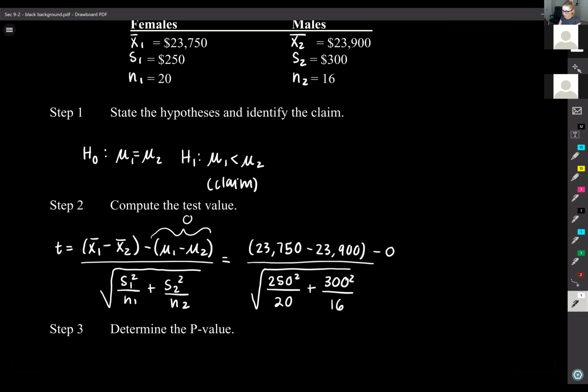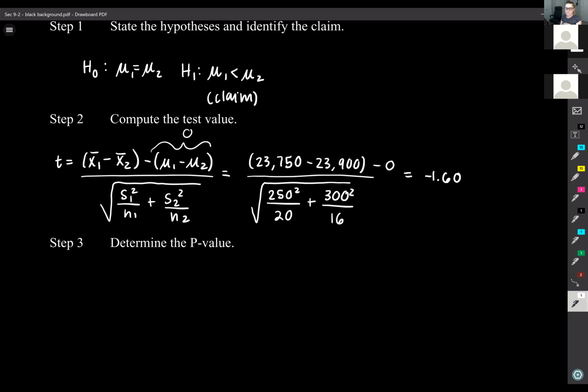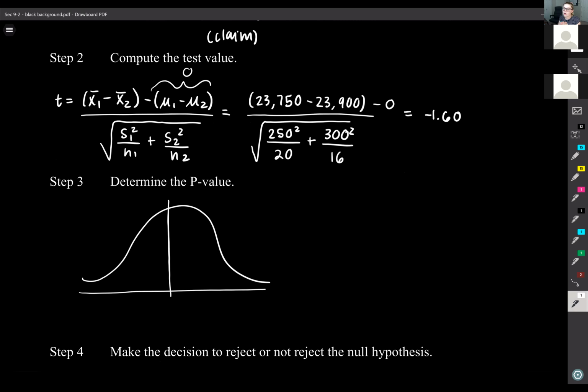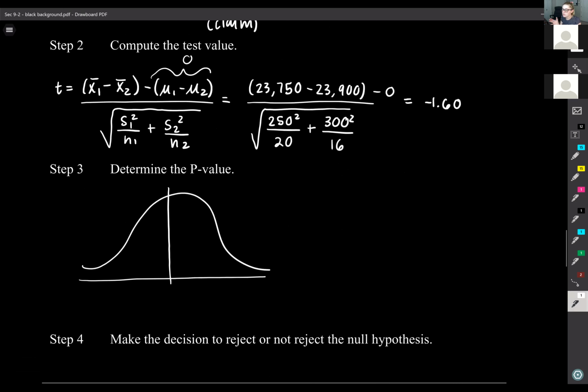Okay, and I get a value of negative 1.60. All right, so now we have to determine our p-value here. So I'm going to go ahead and once again draw the distribution just so you can see here. Our p-value, remember, is the area in our tails. But this is only a one-tailed test here, not a two-tailed test. So we only need the area from one tail.